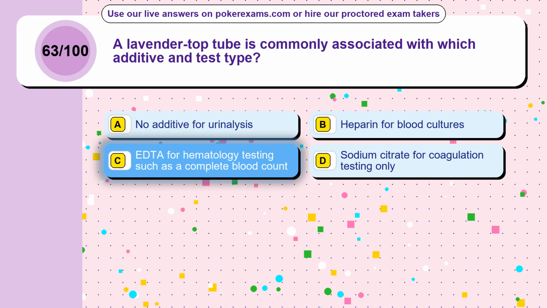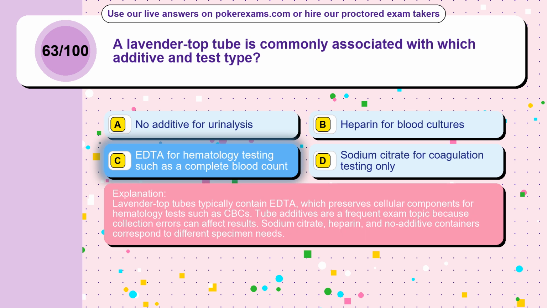The correct answer is option C. EDTA for hematology testing such as a complete blood count. Lavender top tubes typically contain EDTA, which preserves cellular components for hematology tests such as CBCs. Tube additives are a frequent exam topic because collection errors can affect results. Sodium citrate, heparin, and no additive containers correspond to different specimen needs.